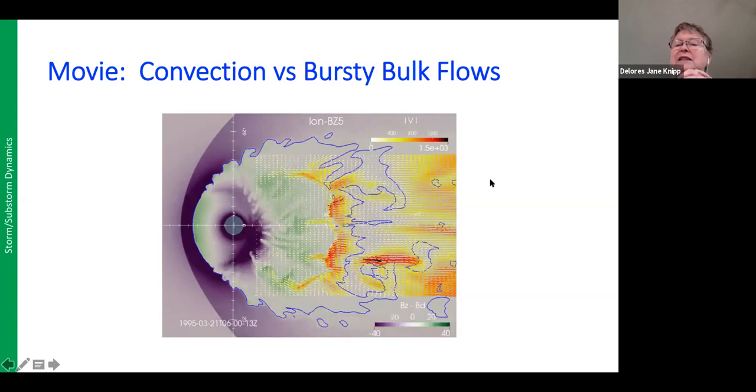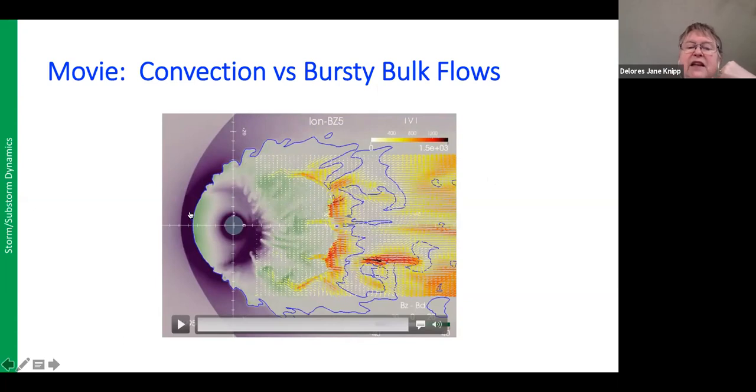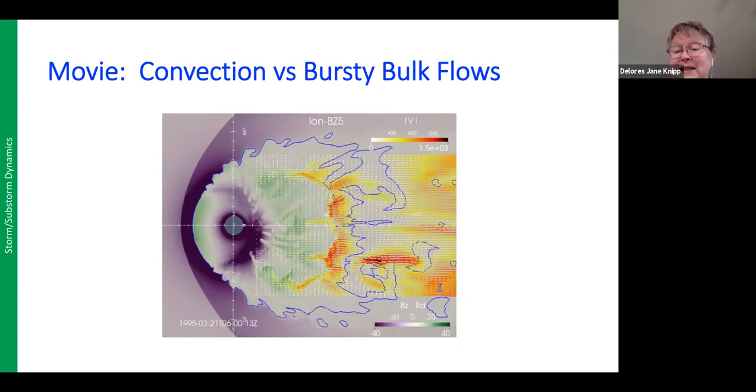And a lot of the discussion that goes on in the research world right now is how much of what happens in the inner magnetosphere in terms of energizing particles, including the ring current, is associated with these channels or bursts of flows, and how much is associated with strong, general flows being driven in from the reconnection region. The Van Allen Probes provided some information.